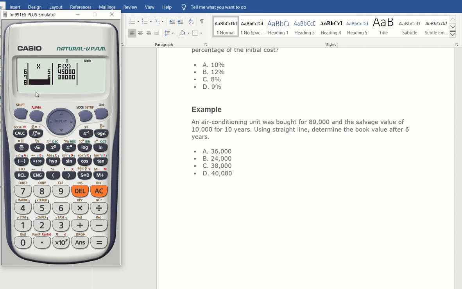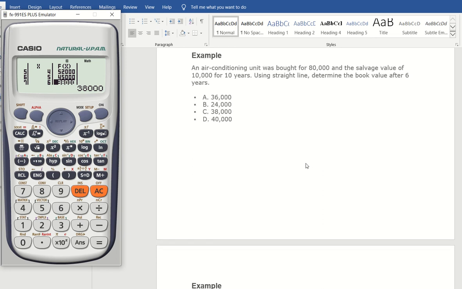Okay. In year zero, in your x value, this is the number of years, and your fx, this is the first cost, and then after that, year one, year two is the book value. Since it's asking for the book value after 6 years, you just need to go to the sixth year. So here, this is the book value, 38,000. So that's going to be letter C. That's how you check for the book value.